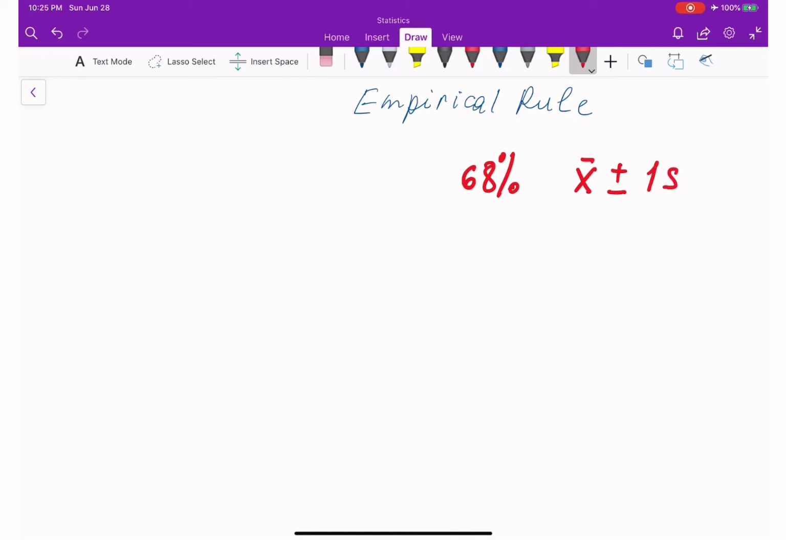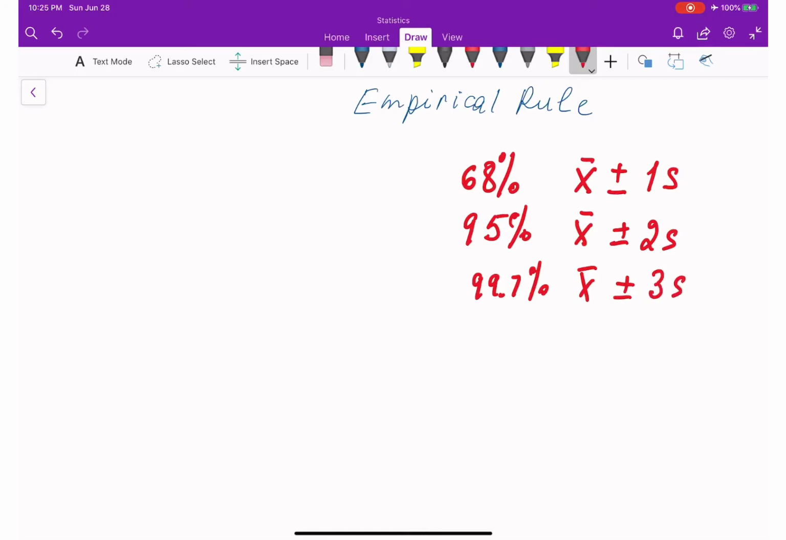About 95% of value will fit within two standard deviations of the mean. And 99.7% of value will fit within three standard deviations of the mean. Okay, so let's solve the problem.